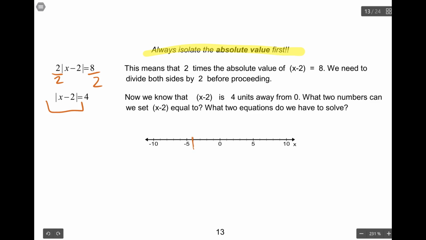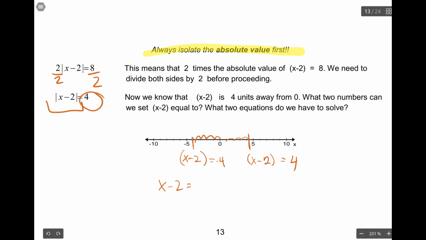That means it's going to be 4 spaces away: 2, 3, 4. And the negative, so it'll be x minus 2 equals negative 4. And let's see, 1, 2, 3, 4. Right here, I'll have x minus 2 equals a positive 4. So those are my two cases, because this is the distance I am away from 0. So I can just go ahead and solve them.